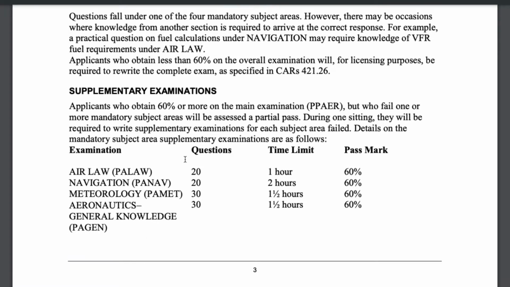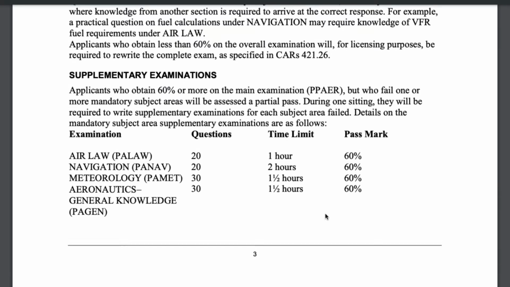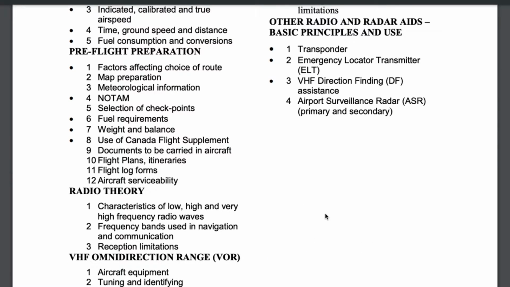If you're redoing the exam, say you partialed, you failed 1 or 2 sections, then each section will have a different number of questions and a different time limit, but your pass mark must still be 60%. A partial is if you fail 1 or 2 sections, full failure is if you failed 3 or the entire exam.